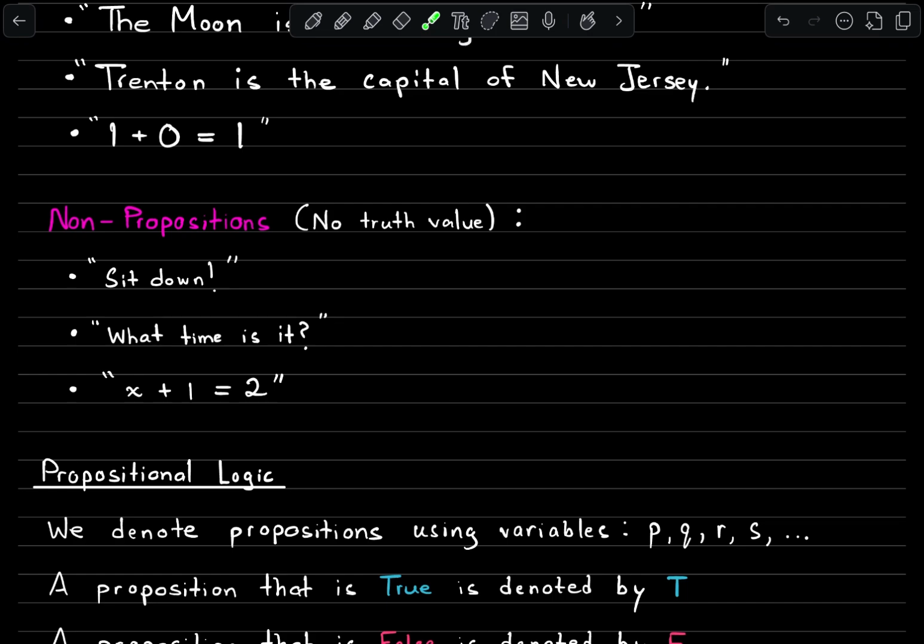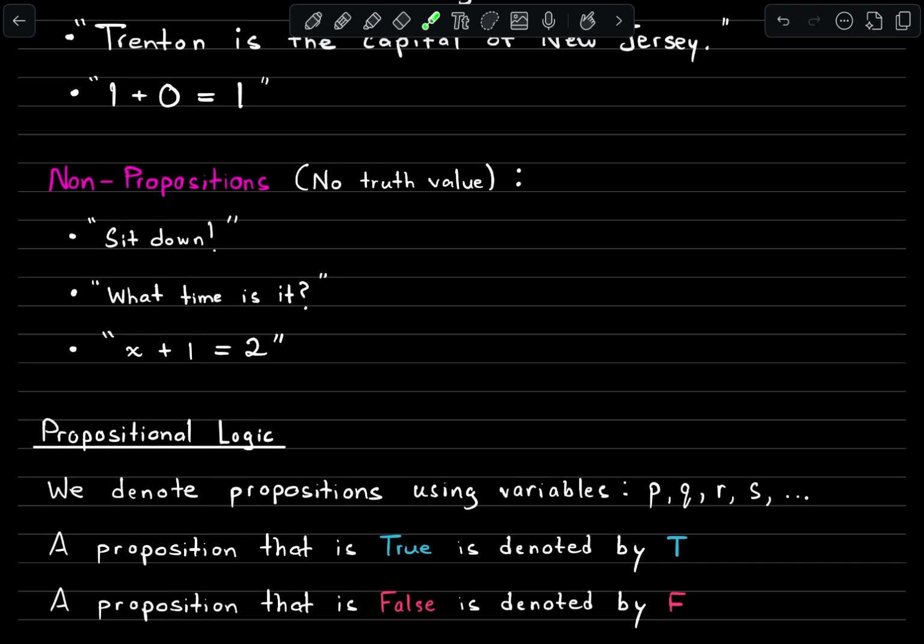Okay, so what are we going to do with propositions? Well, we've got something called propositional logic. It's a system of logic that we're going to build up from propositions. And we can denote propositions. We don't have to write them out all the time. We can use letters or variables, as we call them, like P, Q, R, S, so on and so forth. We can define a proposition this way, and it gives us a bit of a shorthand for working with it. A proposition that is true is going to be denoted by a capital T. A proposition that is false is going to be denoted by a capital F, and this tells us the truth values right away.